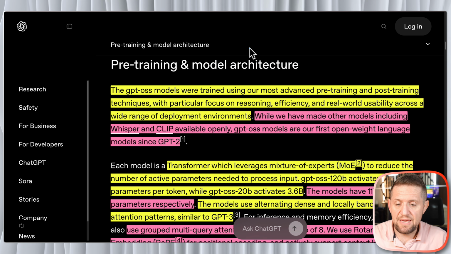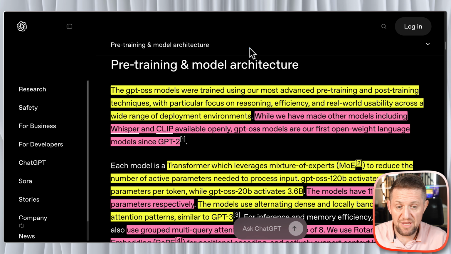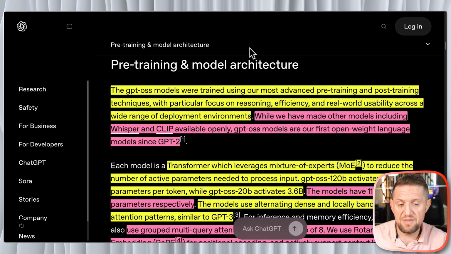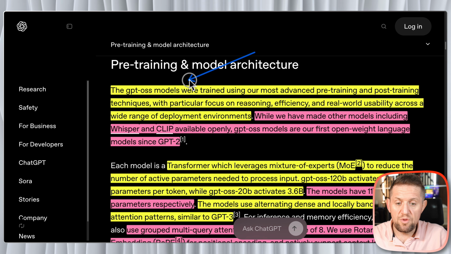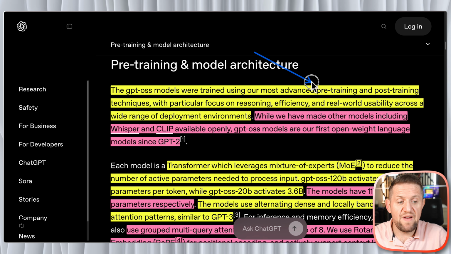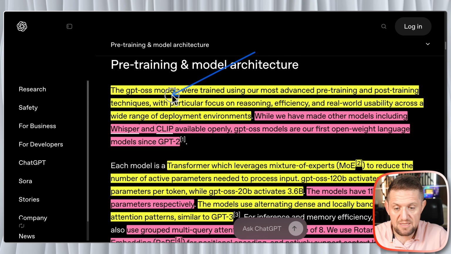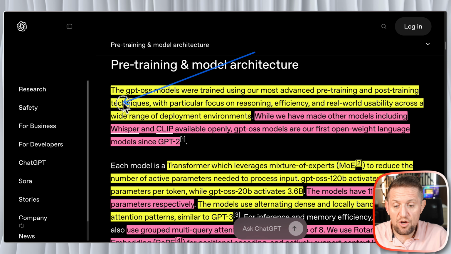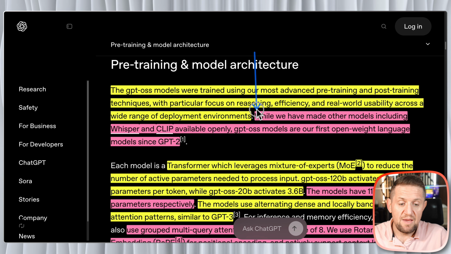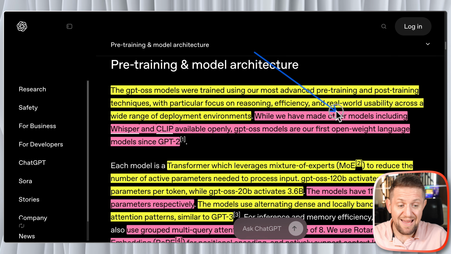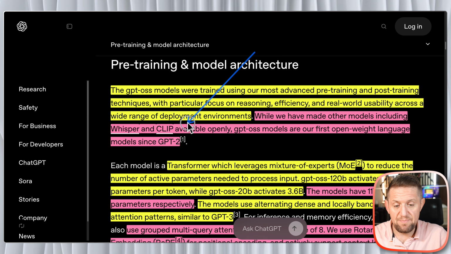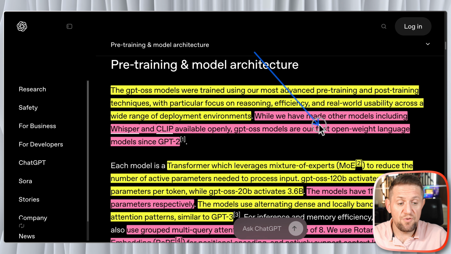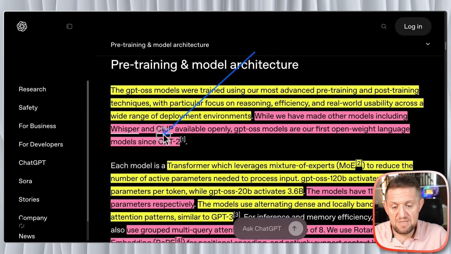So now let's take a quick look at how these models were trained and developed, and their architecture. We're going to take a quick look at the blog itself and later at the system card for a little bit more detail. These models were trained using the most advanced pre-training and post-training techniques, with particular focus on reasoning, efficiency, and real-world usability across a wide range of deployment environments. And here they're saying that while these models and others, including Whisper and CLIP, are available openly, GPT-OSS models are their first open weight language models since GPT-2.